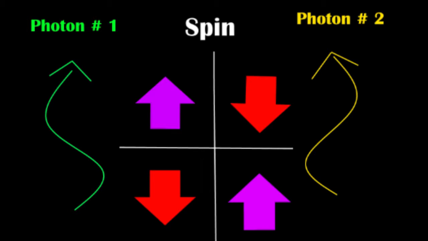So what this does, if we measure the photon spin of photon 1 at an angle of 0 degrees, and it gives an upspin, due to quantum entanglement, we now absolutely know that when we measure photon 2 at the exact same 0 degree angle, it will have to get a downspin, and vice versa.